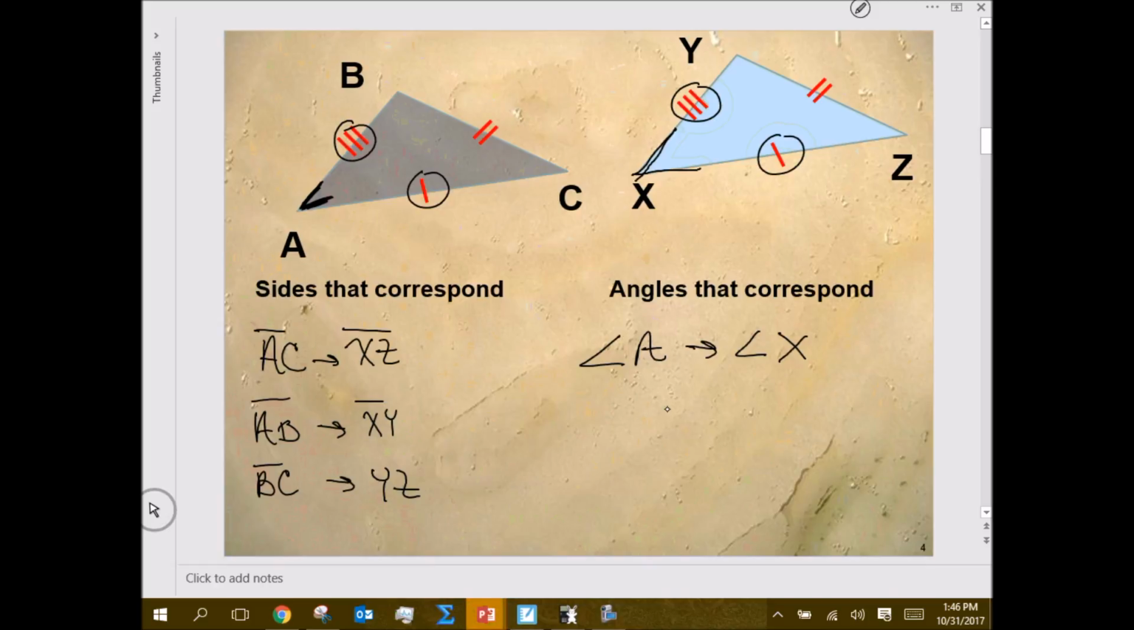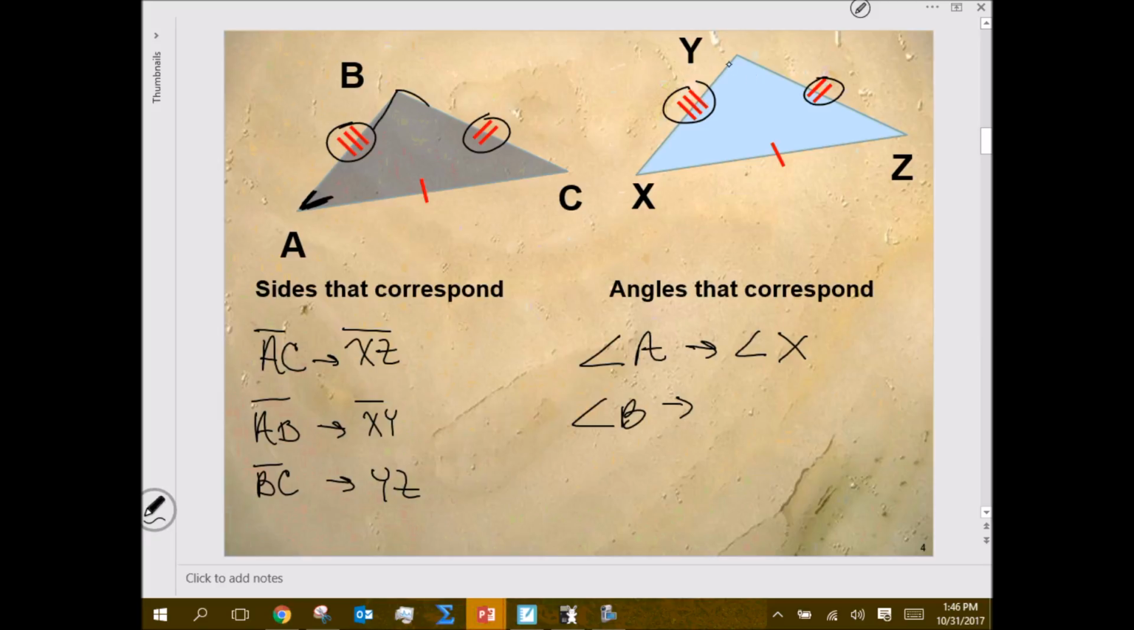Now, what would B correspond to? Y. Okay, and if we look again, angle B is made by 3 and 2, right? Side with 3 marks and side with 2 marks. So over here, I have to find the side with 3 marks, side with 2 marks, and then Y corresponds with B. And then the last ones are C and Z, right? Once you find the 2 that correspond, the third ones are there by default.